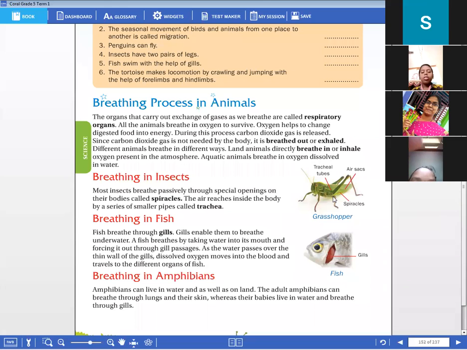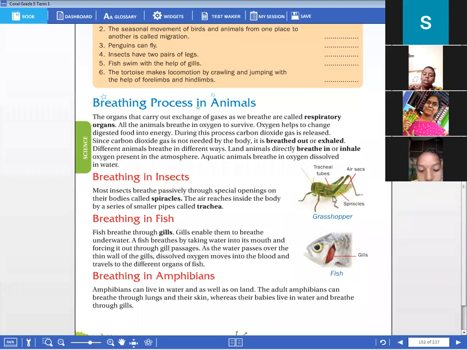Okay, the oxygen goes in through the spiracles, and that reaches inside the body with a series of small pipe-like structures called trachea. These are the respiratory organs that belong to insects. There are two respiratory organs, children, which belong to insects. Okay, is it clear, children?